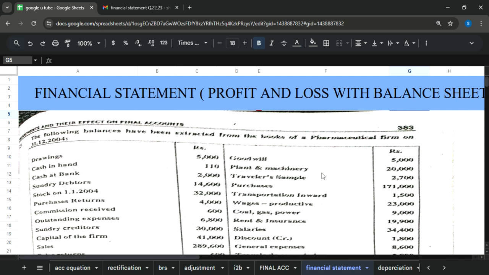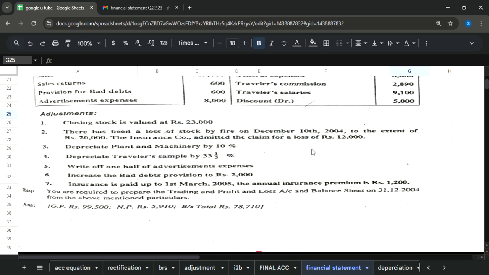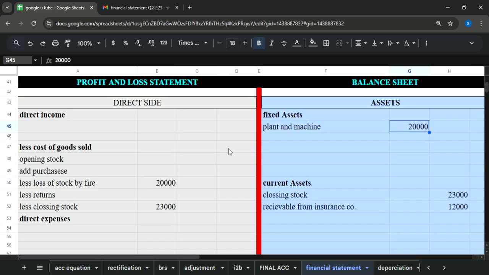Yes, we have got plant and machine. Now you can see that I have started my search from the left side because assets are usually written on the debit side, but this question is unconventional and plant is written on the opposite side. 20,000 is the value of plant. Now the depreciation rate is 10%.